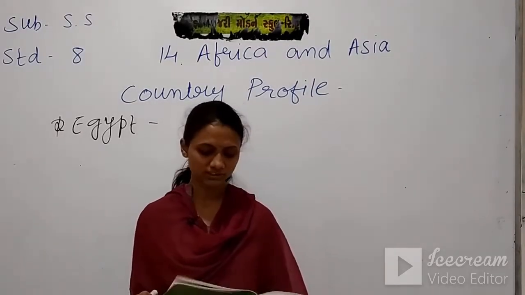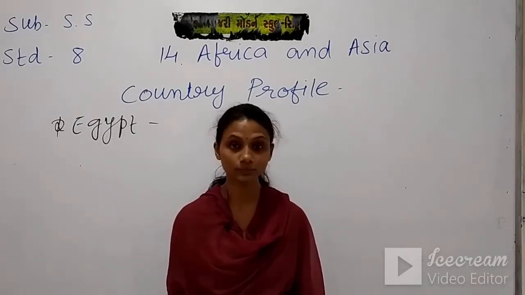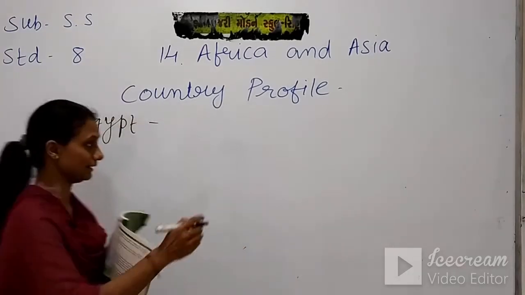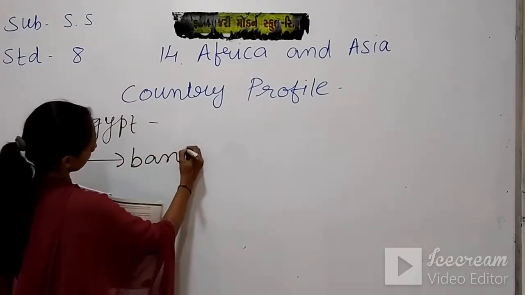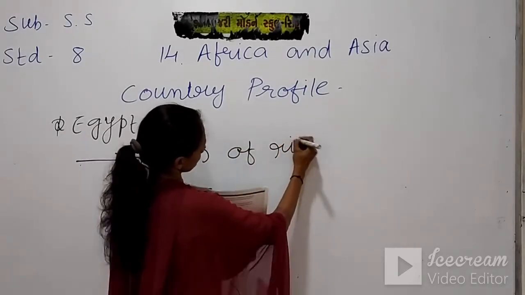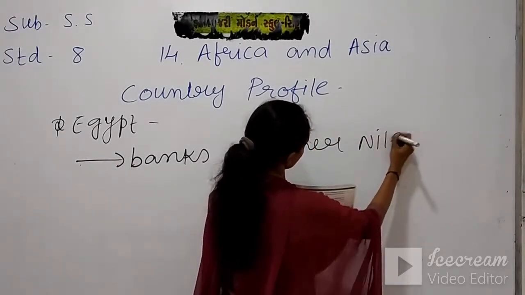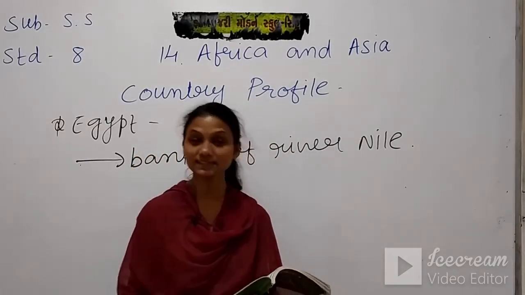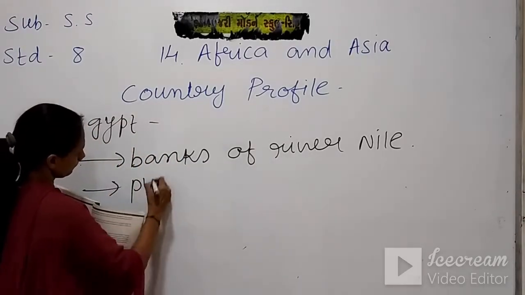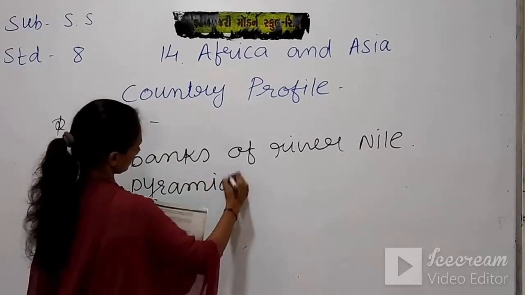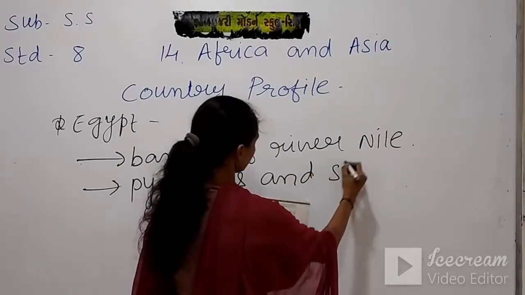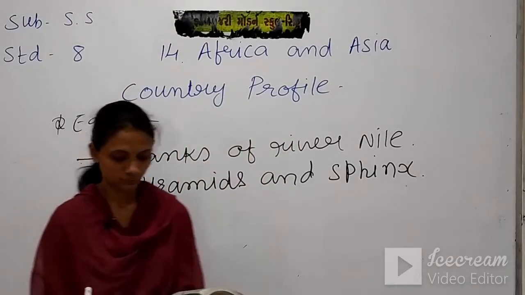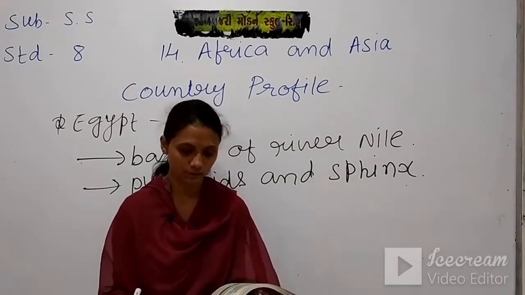Egypt is one of the most ancient countries in the world, an Arab Republic. The great civilization of Egypt grew on the banks of river Nile. This country is famous in the world for its pyramids and sphinx. Yes, that is true. Pyramids and sphinx. The Tropic of Cancer passes through South Egypt.